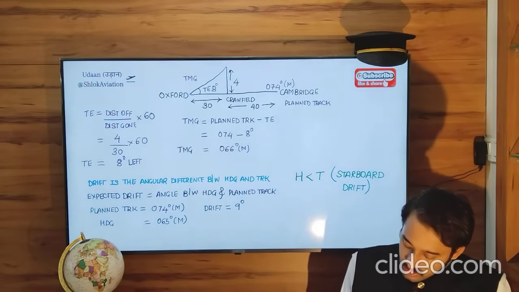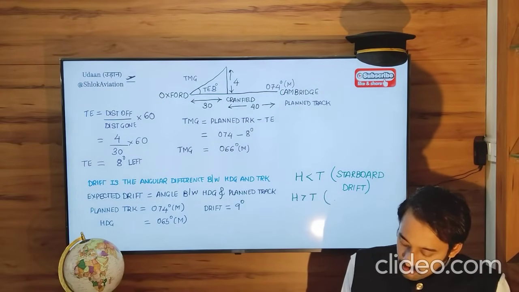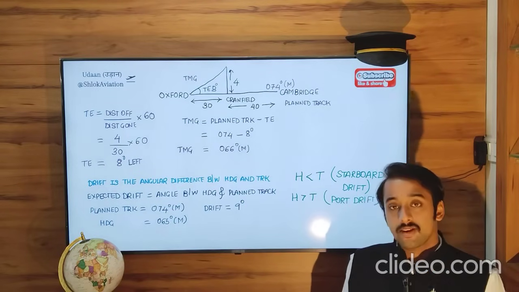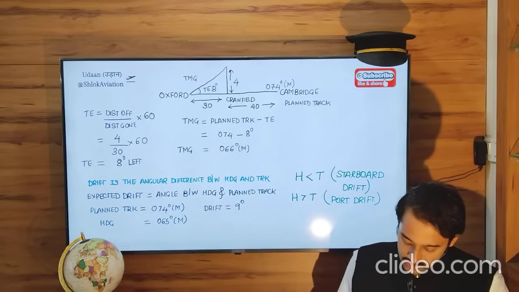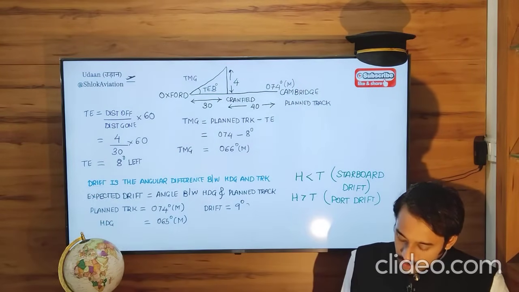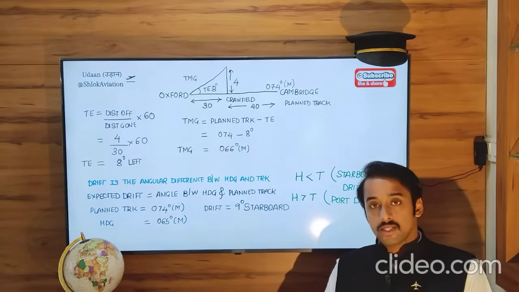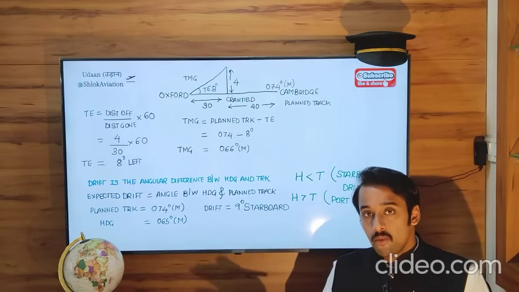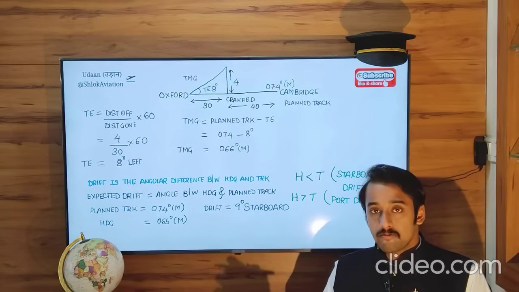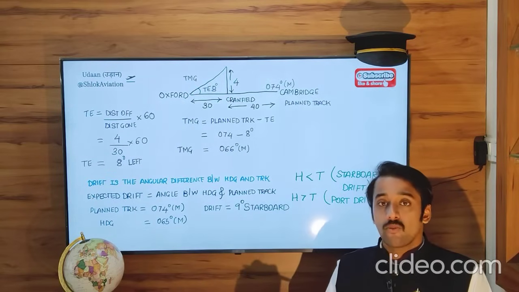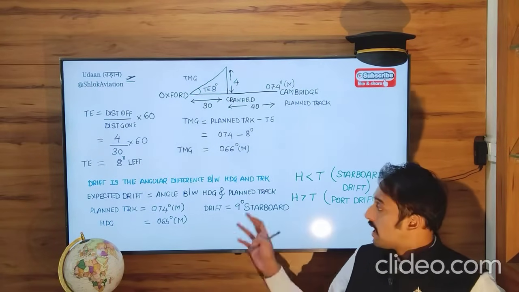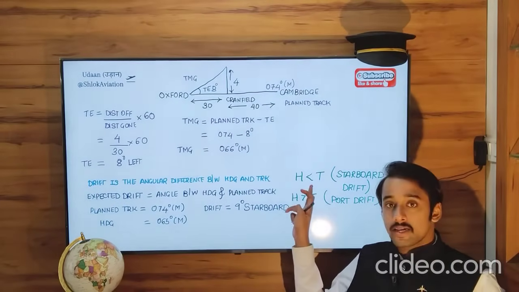When heading is more than track, you get a port drift, that is left hand side drift. So the drift is 9 degree starboard. S stands for starboard, right hand side. Since you are getting a 9 degree starboard drift, that is 9 degree right drift, the pilot of this particular aircraft has applied wind correction to the left hand side, and therefore the heading has become less than the track.